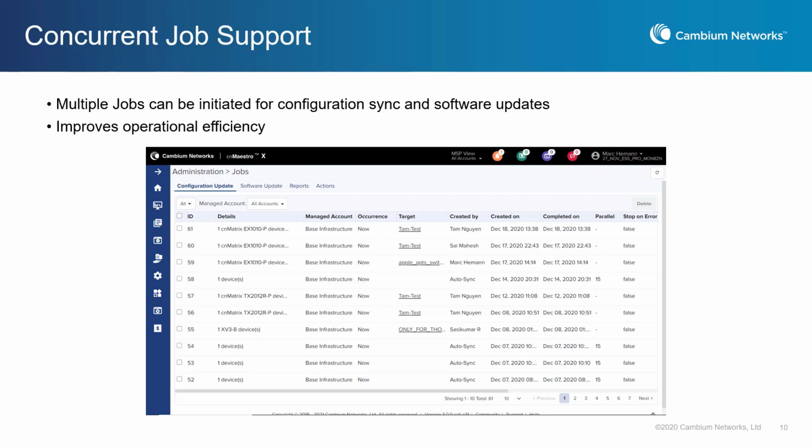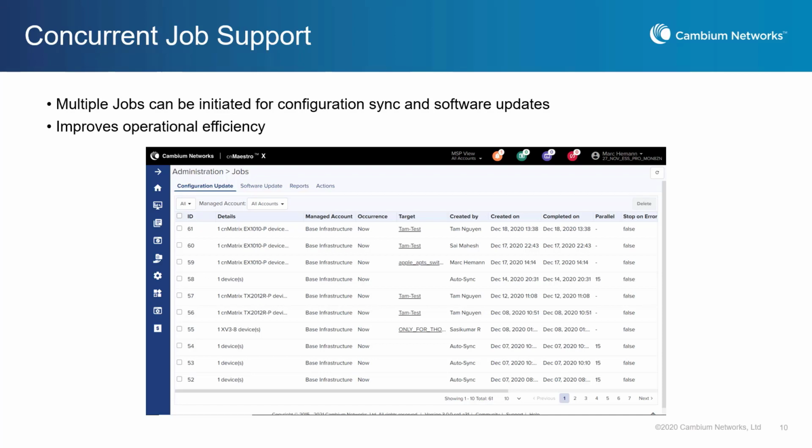In cnMaestro Essentials, we put all configuration and software update jobs in a queue, and they are run one by one. A job starts, and when it finishes, a new job starts. This would continue until all jobs have been completed. This could be cumbersome if you have a network with a lot of devices.